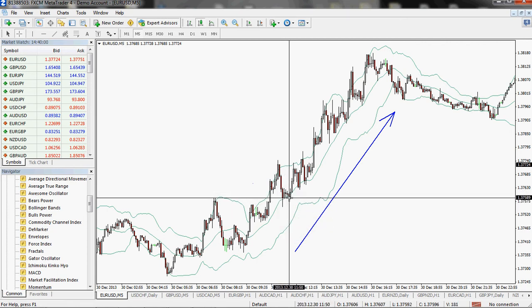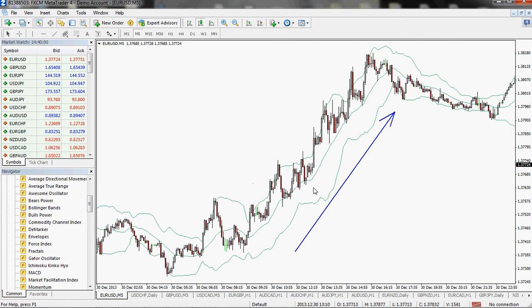So see this one. The price has reached the middle band at this point. So this is one entry point. This is another entry point. This is third entry point, and this is another entry point, fourth entry point, and this is another entry point. So this is how you can really use Bollinger Bands for scalping forex market. So this is the second indicator that you can use.